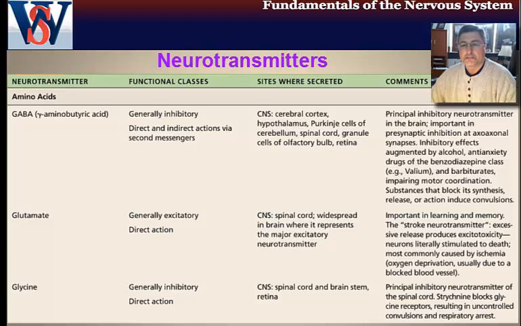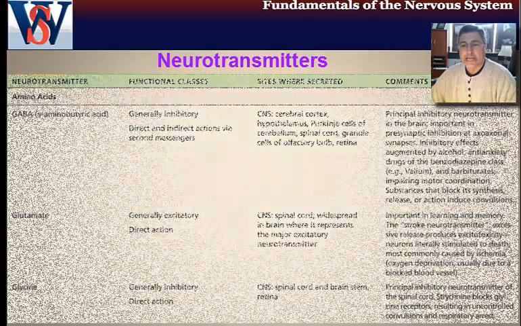It's going to be found in the central nervous system. It's going to be important in learning and memory. But note that it is also known as the stroke neurotransmitter, and that is because during a stroke we find an excessive release of glutamate within the brain, and it actually triggers neurons to die.